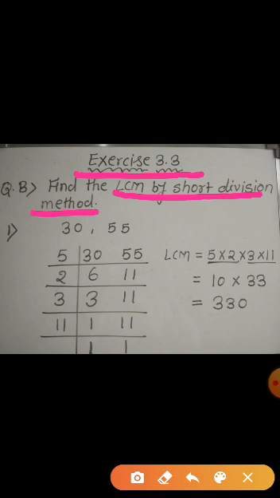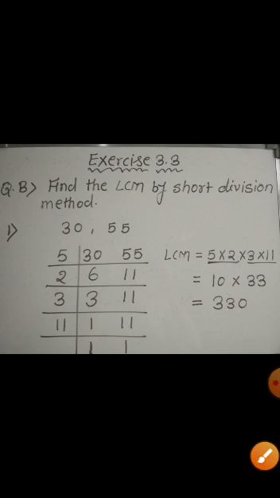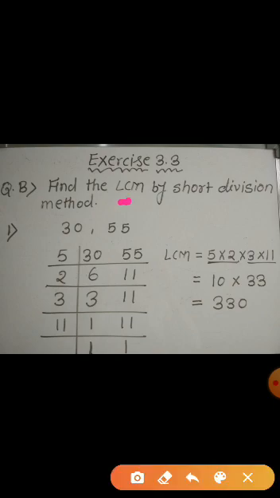In the short division method, we are going to divide the given numbers by their common prime factors and we write the quotient below the number. In this way, we have to continue this method till we get 1. So let's see the first example. In the first example, we have to find out the LCM of 30 and 55 by the short division method.